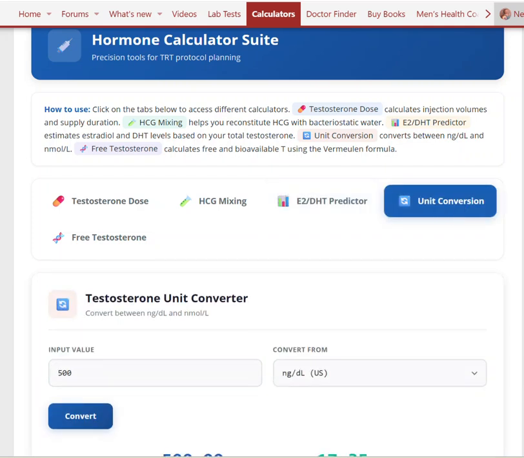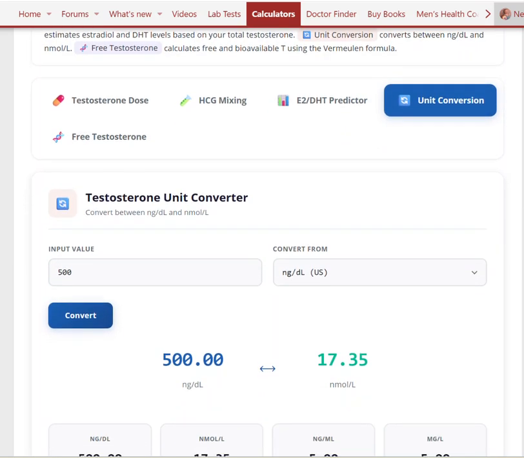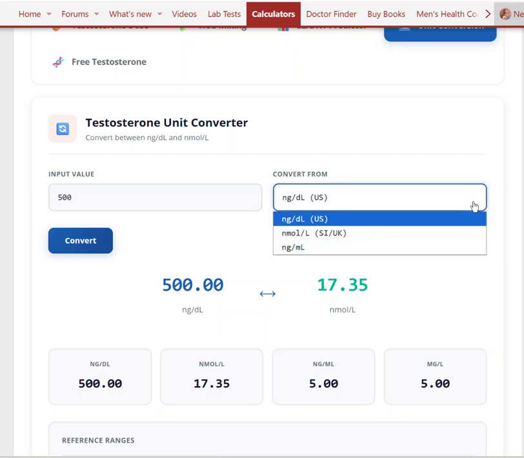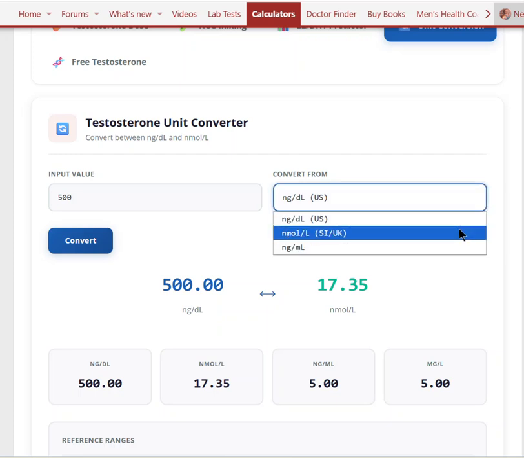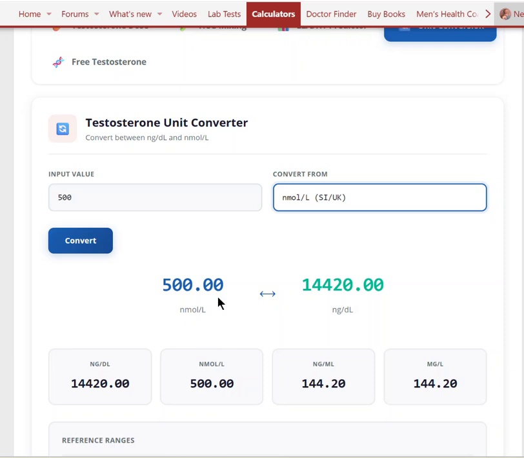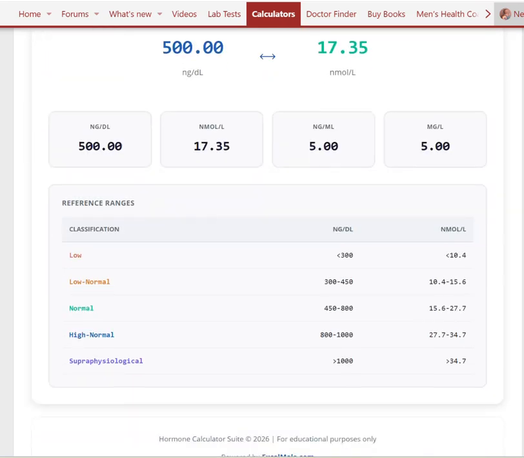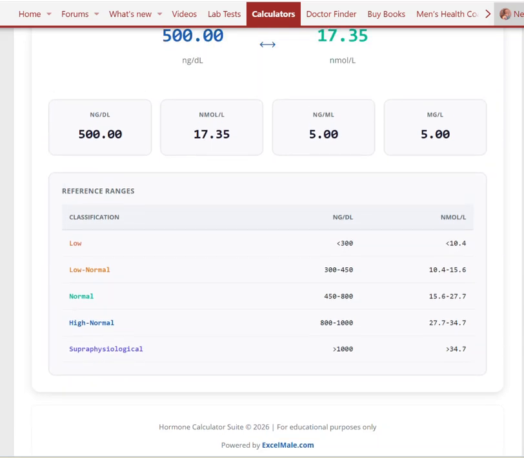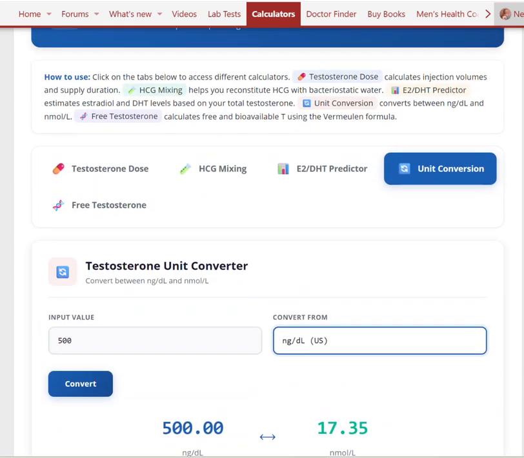Then we have a simple one, unit conversion for Europeans or anybody outside the United States that wants to convert, or somebody like me that moved to Europe, from nanograms per deciliter to nanomolars per liter. And for instance, 500 nanomolars in the UK, this is how much that is, but let's go for nanograms to nanomolars. So 500 is 17 nanomolars per liter. All right, and there's a range here that was also derived from a study. But as I said, it's just a range, it's not absolute, for any of these conversions.